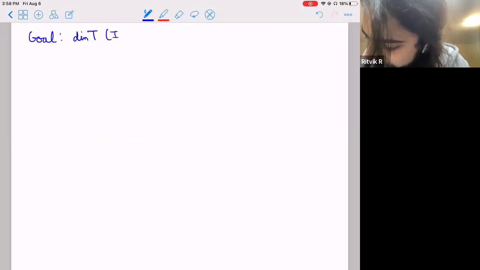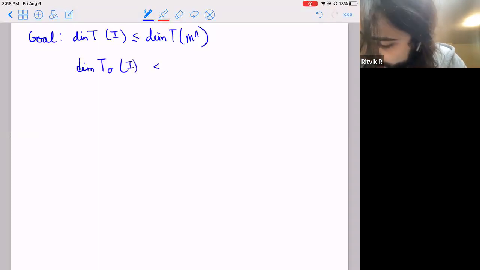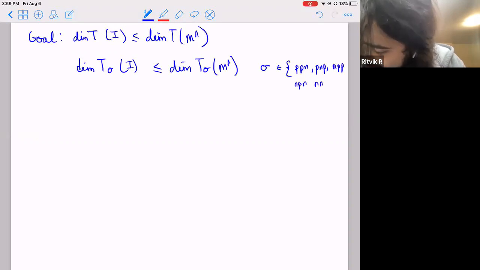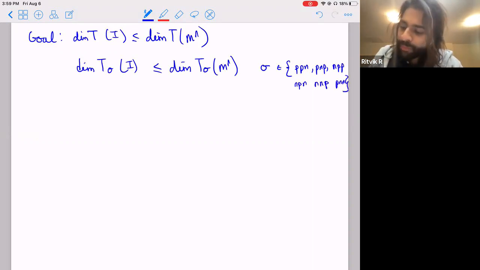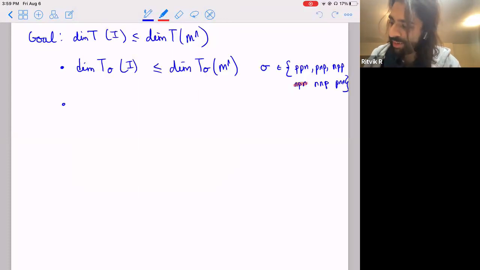So what was the goal? Show that the dimension of T_I is at most the dimension of T_{m^r}. Thanks to those decompositions, it's enough to show dimension of T_sigma is at most dimension of T_sigma of m^r, where sigma was a bunch of them: PPN, PNP, NPP, PPP, NNN, and so on. But by the duality, these three are related to these three. This one is this one plus D, this one is this one plus D, and so on.